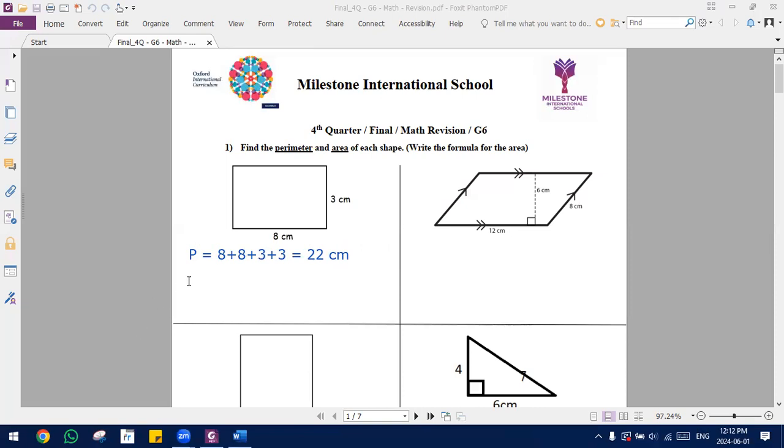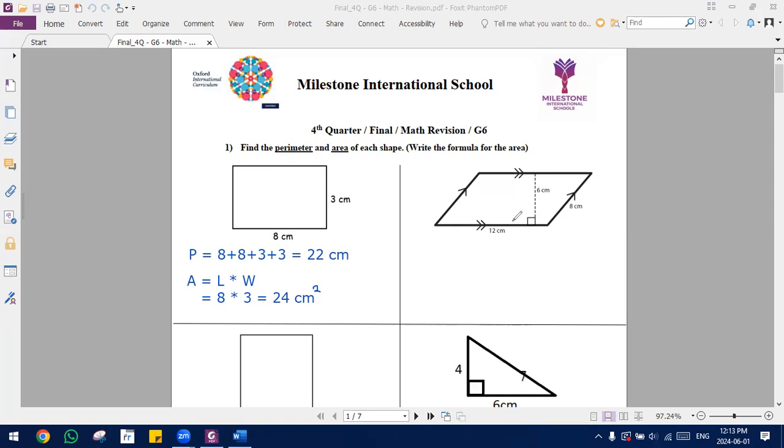Then find the area. First of all, we should write the formula. Area is equal to the length times the width, which means the length here is 8 times the width is 3. So 8 times 3 is 24 centimeters. Is that correct? No, we should add square. It's 24 centimeters squared. So the area should always be in square units, because the area is the inside. So like inside there is almost like 24 squares in the rectangle.